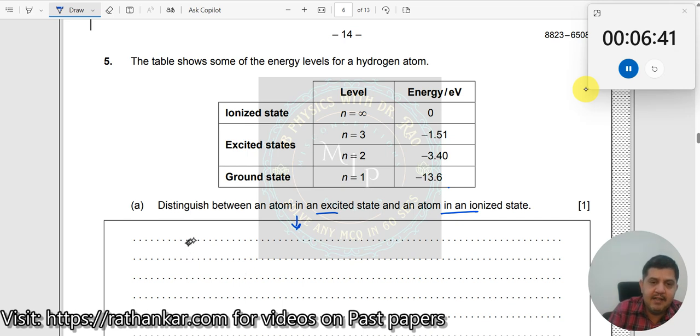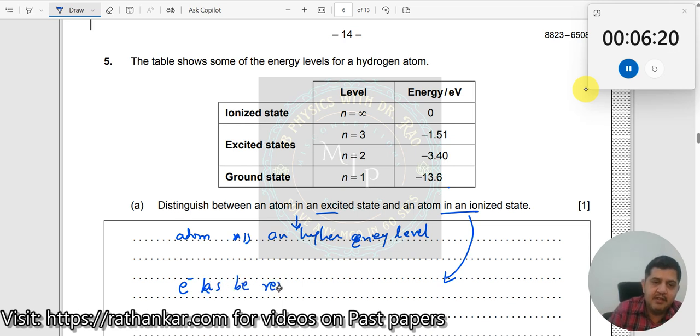Atom in an excited state means an atom which is present in a higher energy level is called an atom in an excited state. Now, what do you mean by an atom in an ionized state? It means an electron has been removed or added to a neutral atom, then this is called an ionized state.